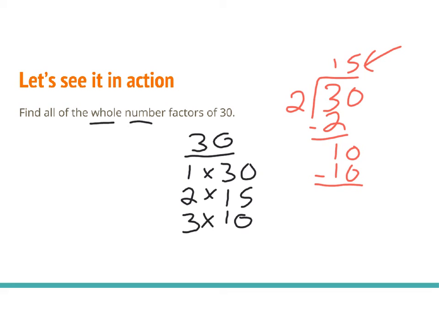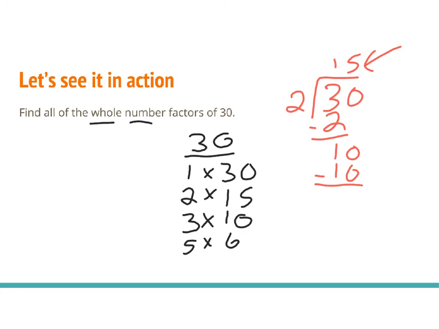Okay, so next number I would check is 4. Since I know my multiplication facts, I know that nothing times 4 is 30. 4 times 7 is 28. That's close. 4 times 8 is 32. That's close, but none of them are right on. So now I skip to 5. 30 has a 0 in the ones place. That's telling me, hey, I am evenly divisible by 5. And since I know my multiplication facts, I know that 5 times 6 is 30.